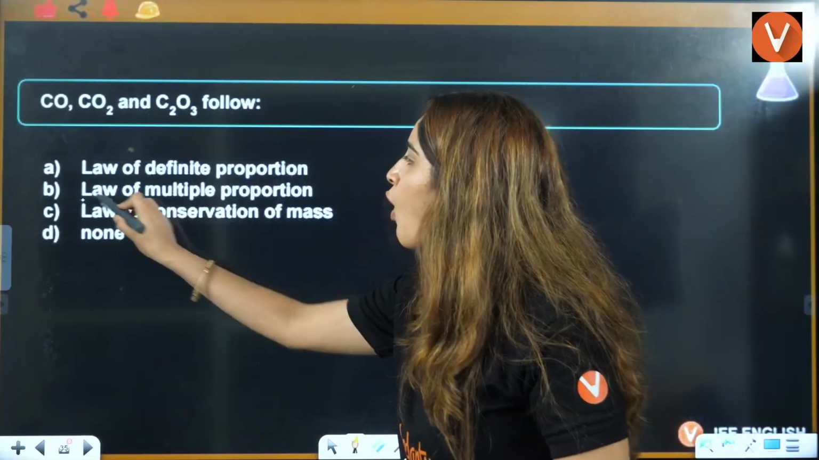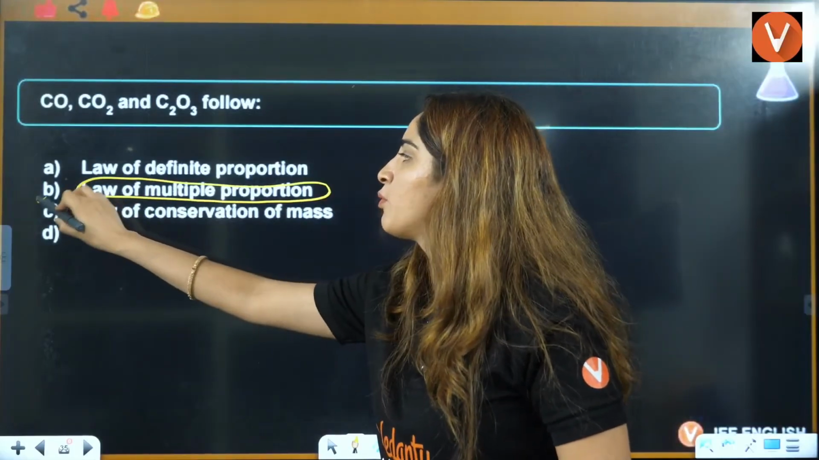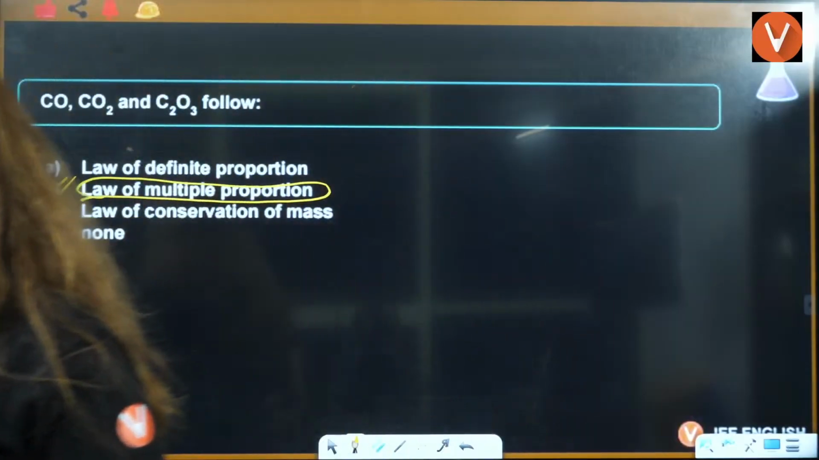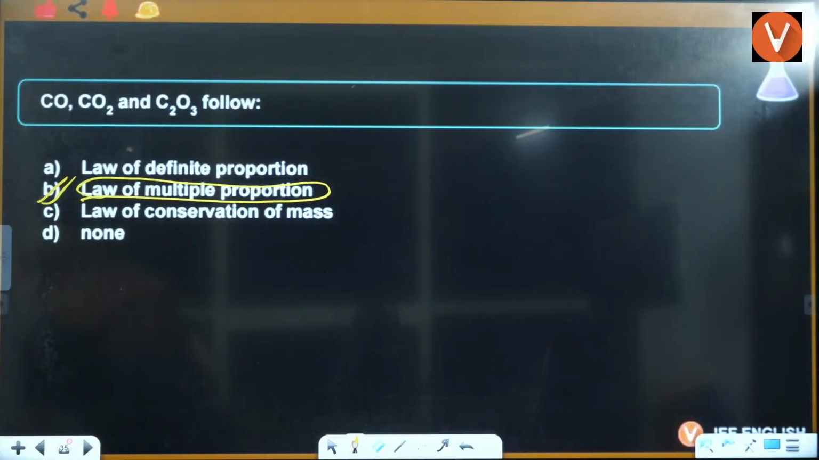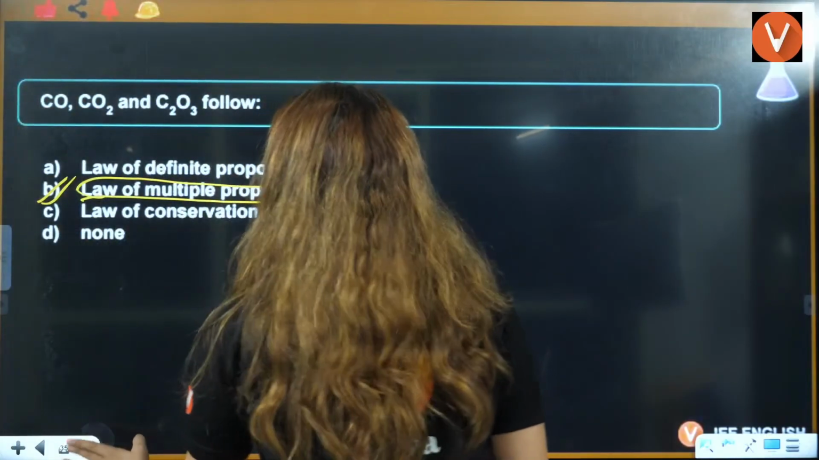So the answer is law of multiple proportion. That is B, the correct answer here, right? B is the correct answer here. Okay. Yes. Now let us see the next one.